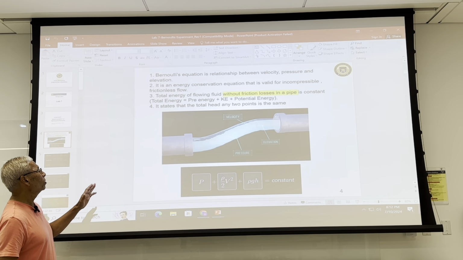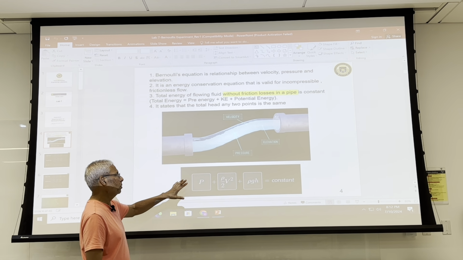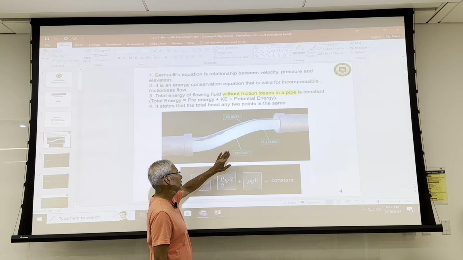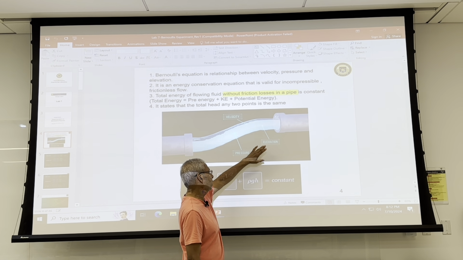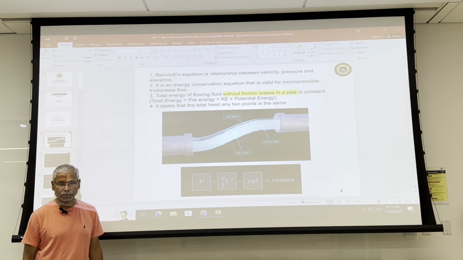We'll talk about it. So total energy is the pressure energy, kinetic. So this is the point I was trying to make. When you're measuring, there are three types of energies: one is the pressure energy, velocity energy, and elevation energy. So this is the formula we use for that.